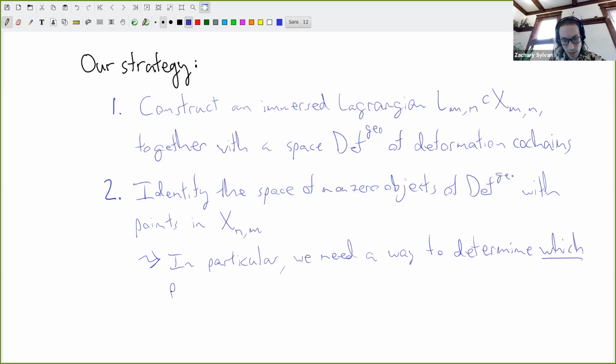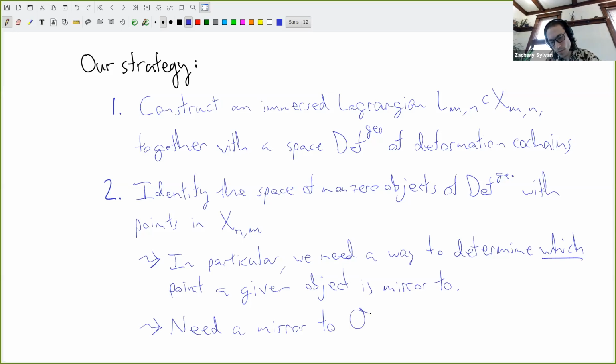Which point a given object is mirror to. So that means that we need something that can distinguish points, which really means we need a mirror to the structure sheaf. Any questions at this point? Okay.